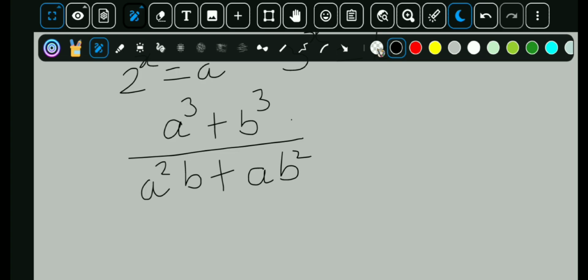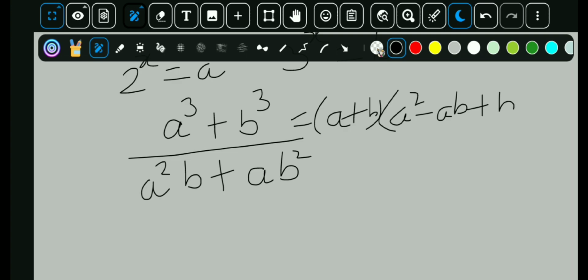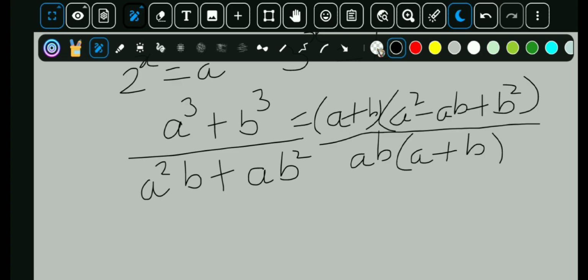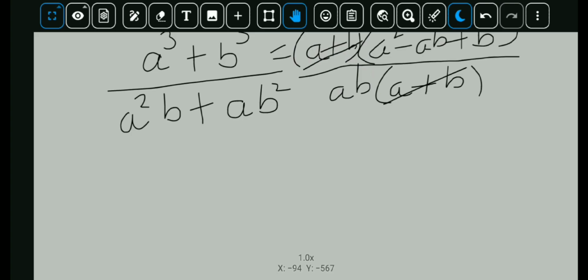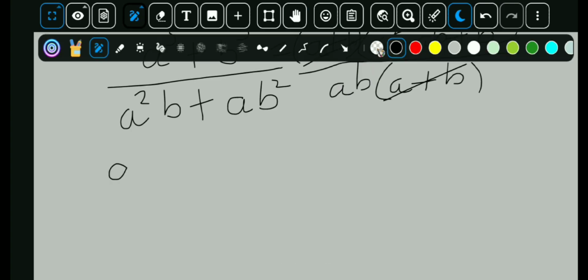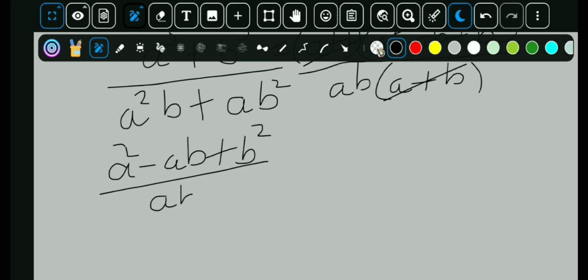Now we can simplify the equation, like we can put the formula of a cube plus b cube, which is equal to a plus b multiplied by a square minus ab plus b square. Also from the denominator we can take ab common and we are left with a plus b. Now it is visible that a plus b is a common factor in both the numerator and the denominator, so it can be cancelled. Now further simplifying the equation a bit, we get that a square minus ab plus b square upon ab is equal to 7 by 6.